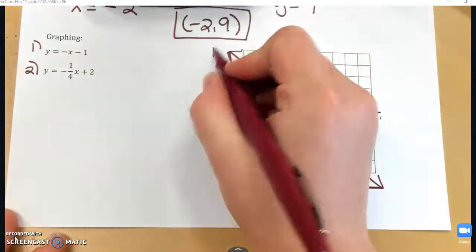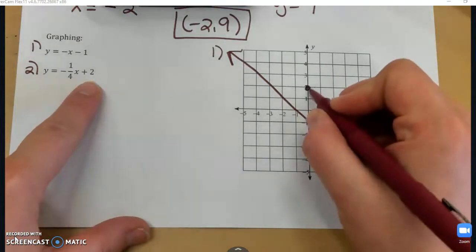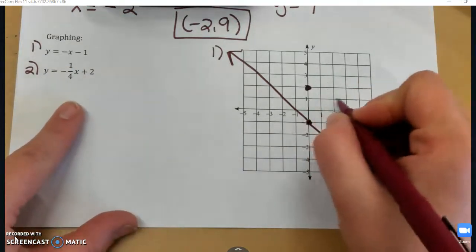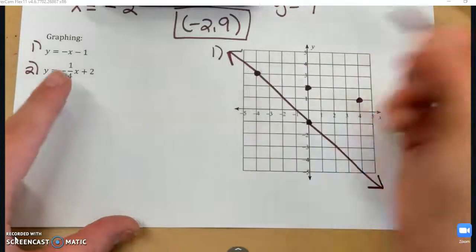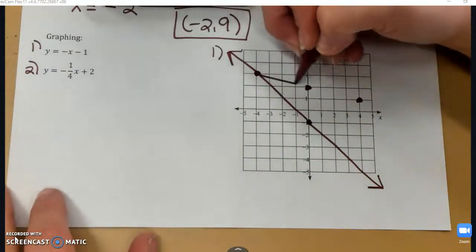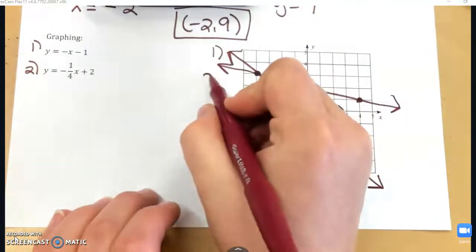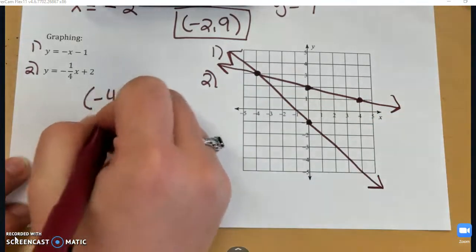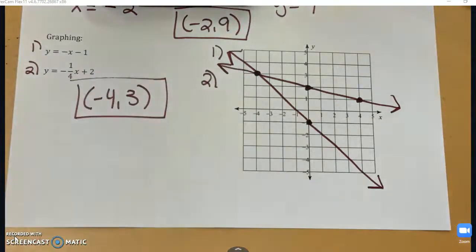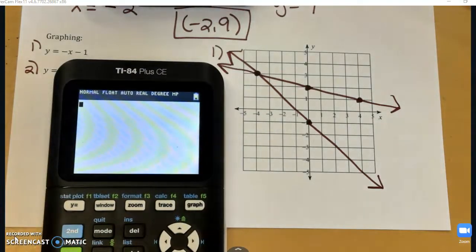Okay, so there's equation 1. Now equation 2, my intercept is positive 2, and my slope is negative 1/4. And then I'm going to connect those dots. Now, I can clearly see on this graph where they intersect each other, and that is at (-4, 3). So that is my answer, my ordered pair, my solution. Now, some of these are harder to graph by hand, and if you're not super neat and careful with it, you can make a mistake and not find the correct answer. So I'm going to show you how to do it in your calculator.